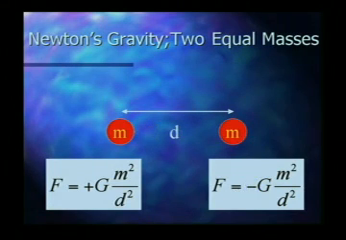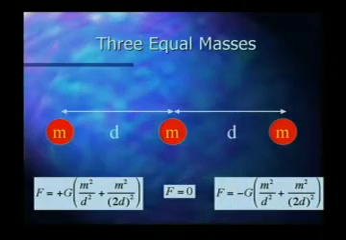By Newton's third law of motion, every action has an equal and opposite reaction, this mass feels the same force but in the positive direction, and hence you have a plus sign there. That's our starting point for understanding the cosmic web. Now, we have a little ways to go. Now let's consider the next simplest case, 3 equal masses, also separated by the same distance d.